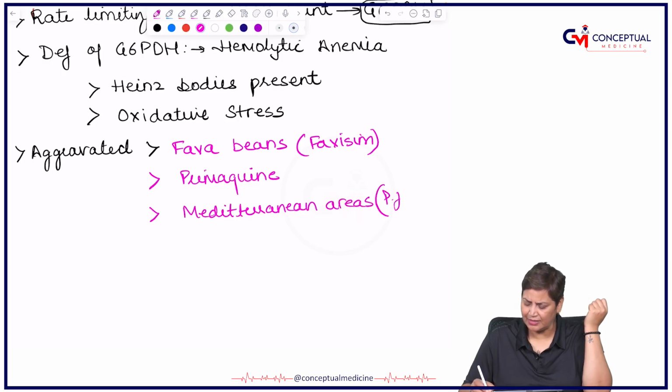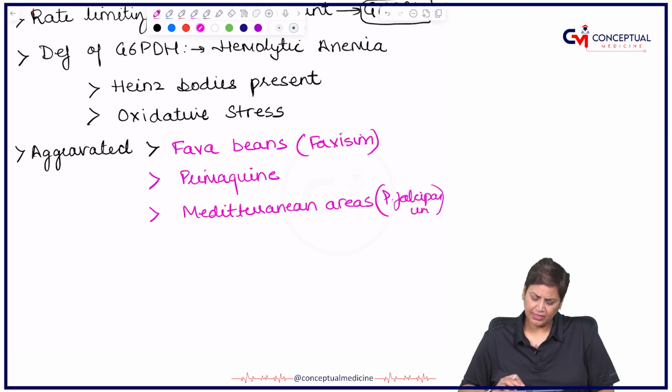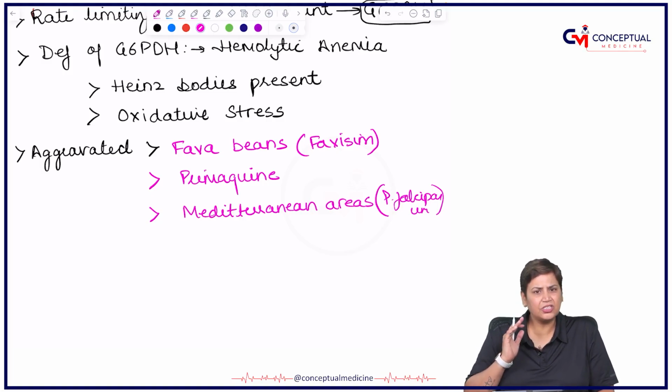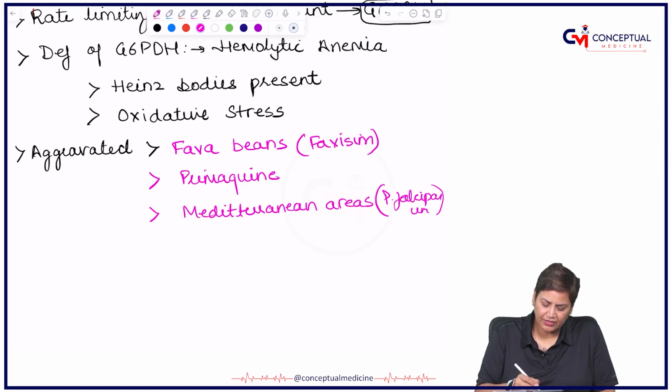Of Plasmodium falciparum, the one which is responsible for malaria. Okay, so it is aggravated by these three things, and this is strictly X-linked, meaning males are more prone to this G6-PDH deficiency. This is again a very important feature. So deficiency, it is X-linked. So only in males.